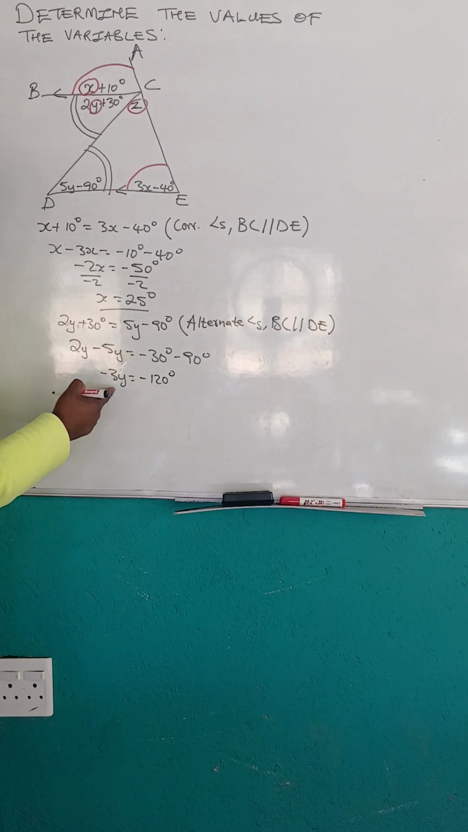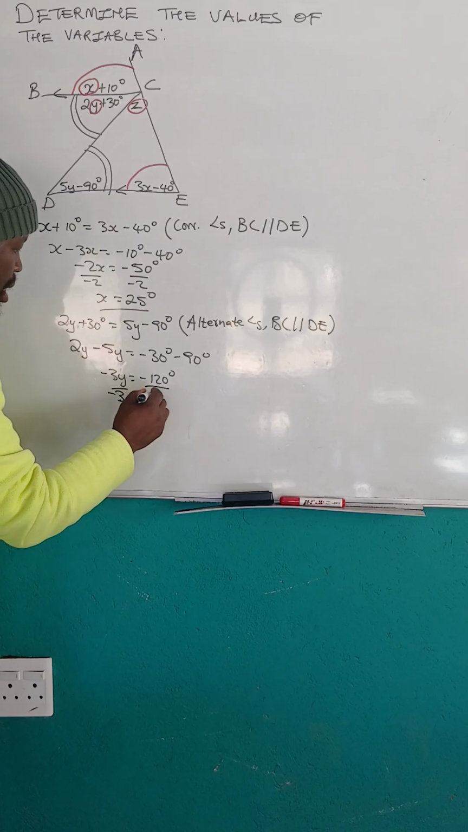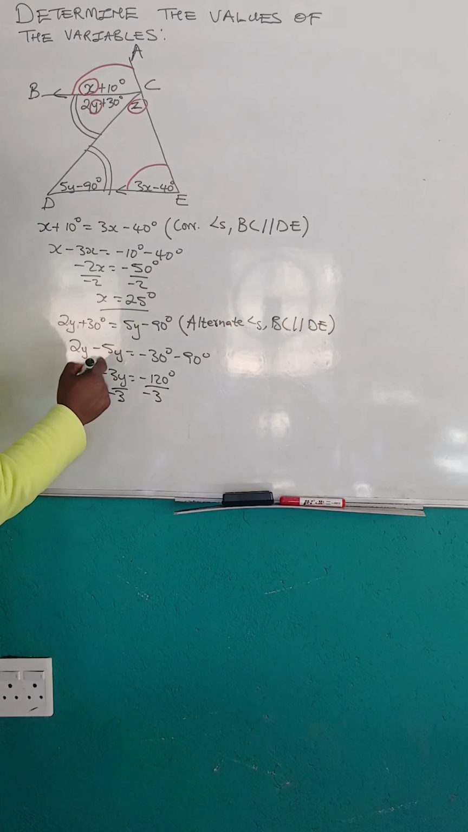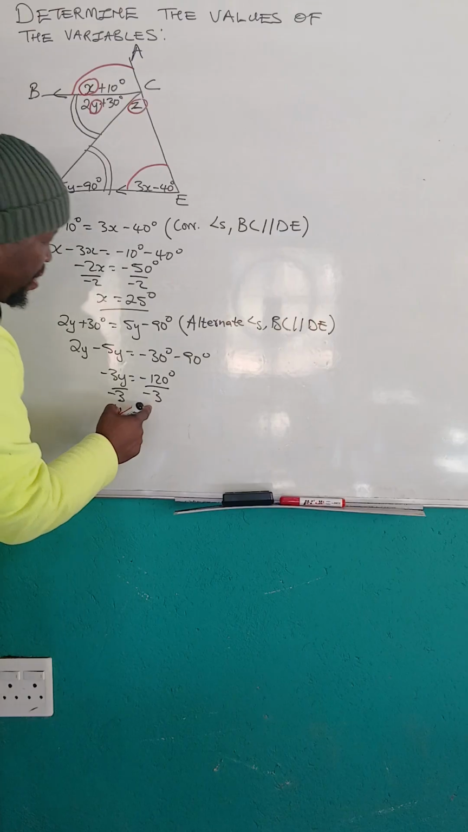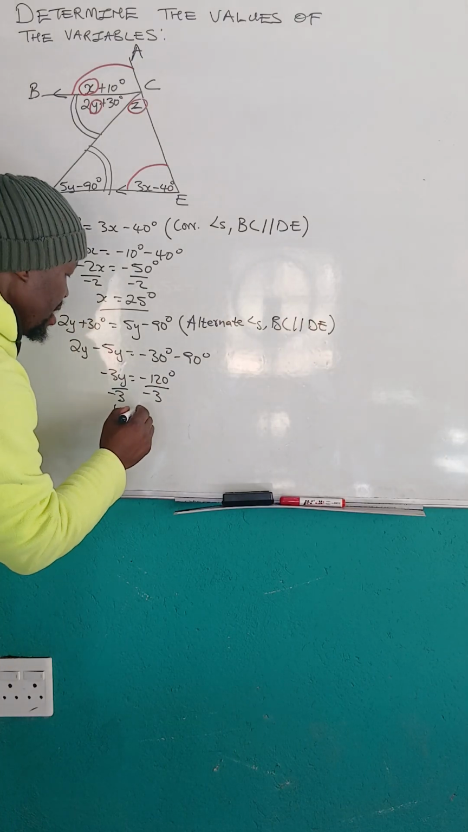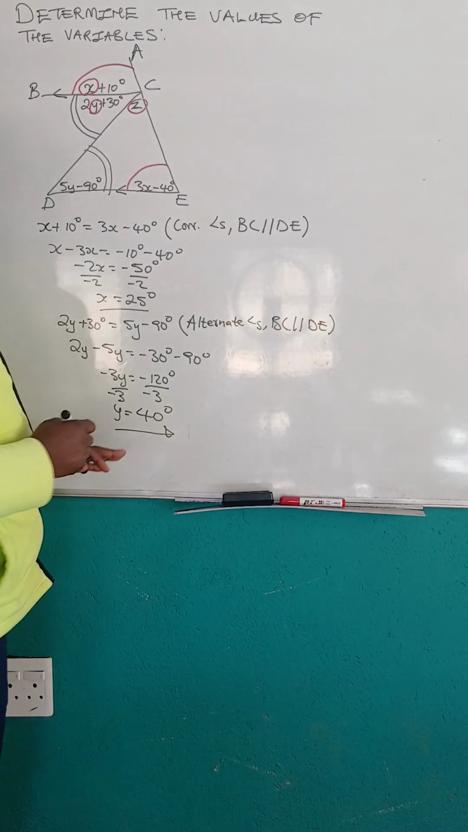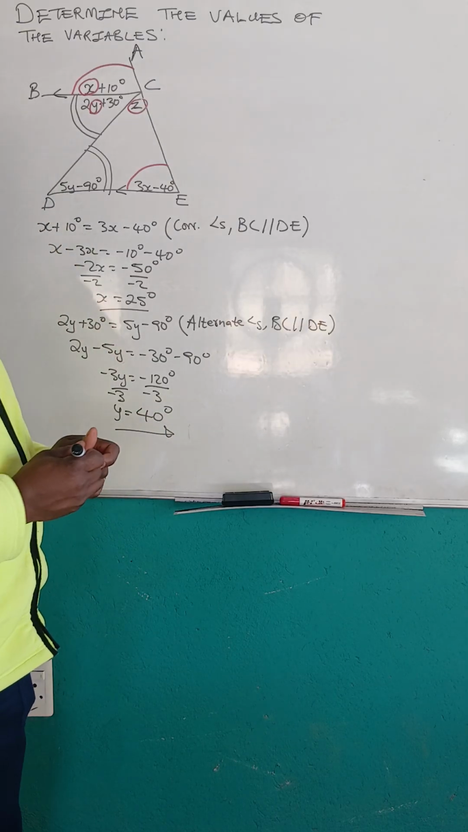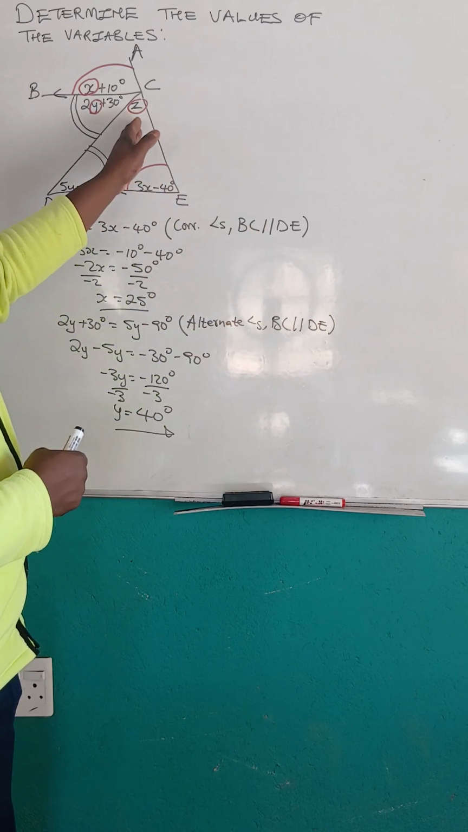From there we divide throughout by negative 3. Negative 3, negative 3. This into that goes once, so we're left with y. Negative 3 into negative 120 degrees will give us 40 degrees. We also have the value of y. Now we move on to the last variable, which is z.